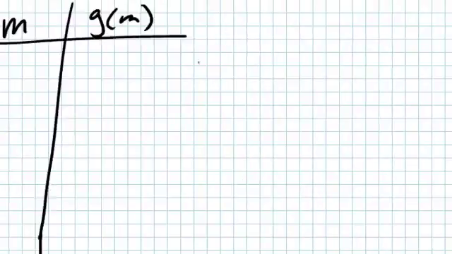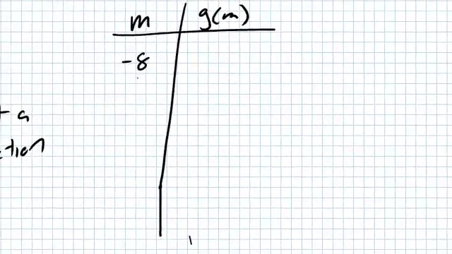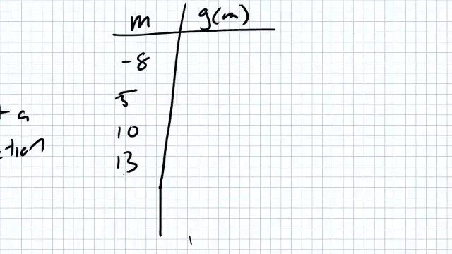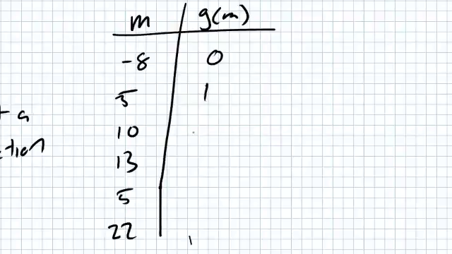So inputs are -8, 5, 10, 13, 5, and 22. Right, so my outputs are going to be 0, 1, 20, 16, 1, and 33. Check all my outputs and make sure I get the same thing out every time.